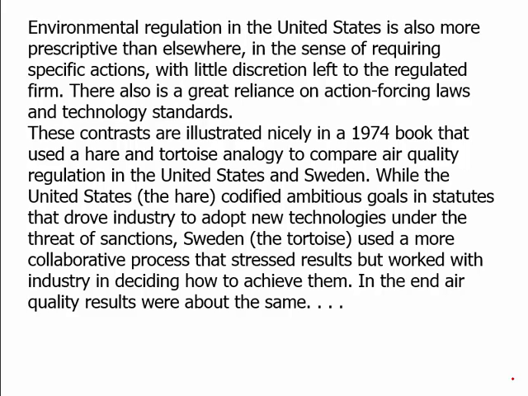So the third paragraph begins, these contrasts are illustrated nicely in a 1974 book that used a hare and tortoise analogy to compare air quality regulation in the United States and Sweden. So the hare and the tortoise, this is supposed to be a race. Now, of course, you would think that the hare would easily win the race against the tortoise. But of course, what happens in the fable is that the hare winds up either taking a nap or doing something else, and they finish about the same time.